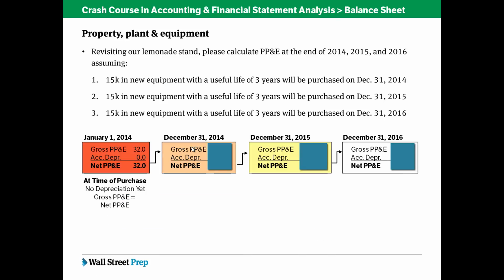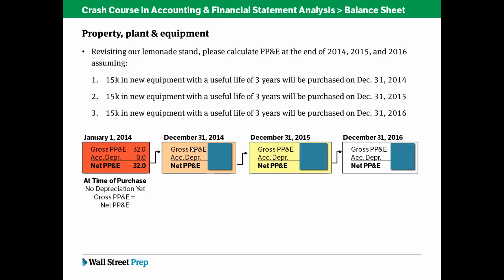So now let's run through this. This isn't necessarily as easy or as simple to compute as one might think, especially when companies are constantly buying new equipment. So let's go through a scenario to understand what's going on with property, plant, and equipment and how to account for it when companies are constantly buying equipment. So if we revisit our lemonade stand, let's calculate property, plant, and equipment at the end of 2014, 2015, and 2016. Assume the following. $15,000 in new equipment with a useful life of 3 years will be purchased at the end of 2014.